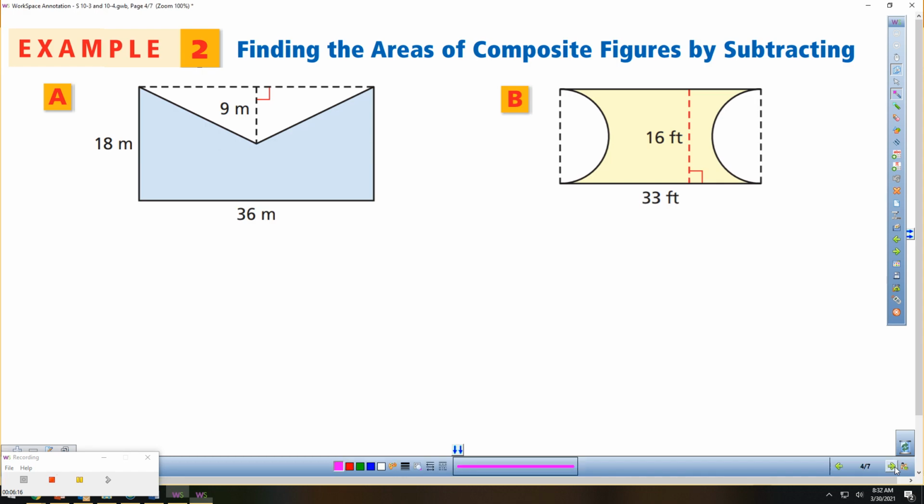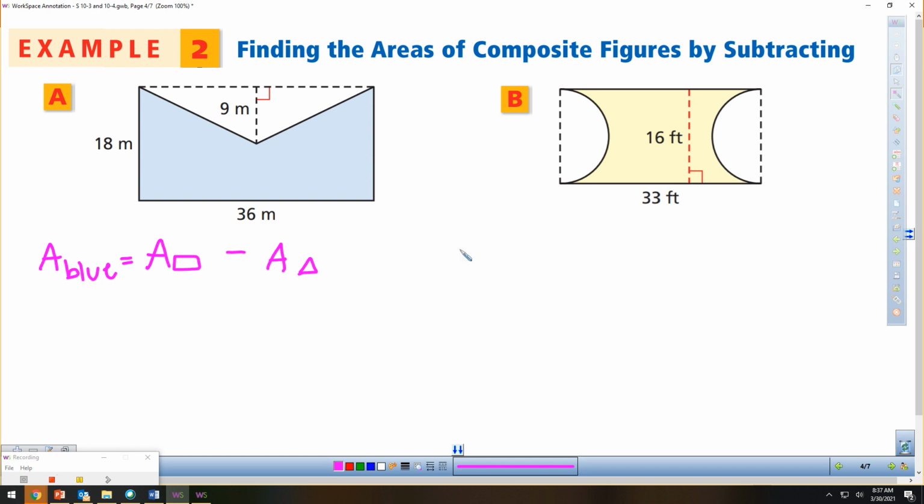Now, we're taking things out of our figure, because I only want to find the shaded region, so I only want to find the blue area of this figure. You're still going to follow the same thing. So I'm going to find the area of the total figure and then subtract this out. So to find my area of the blue shaded figure, I'm going to take the area of my whole rectangle and subtract the area of the triangle. All right?